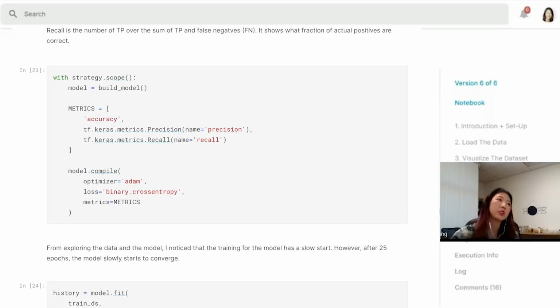In a lot of medical situations, we use precision and recall. So what's the difference? Precision is how many of your positive identifications were actually correct. And recall is how many of your actual positive images were labeled correctly.